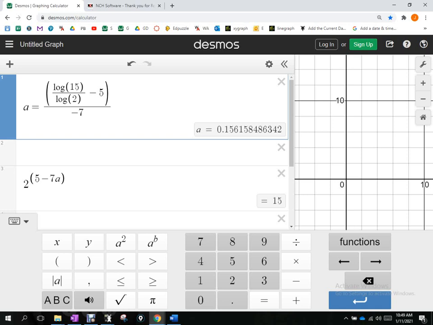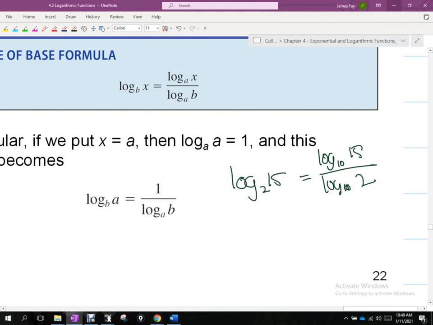Okay. Tomorrow we'll spend time, we'll maybe introduce class tomorrow with another exponential equation question, and then we'll move into logarithmic equations.